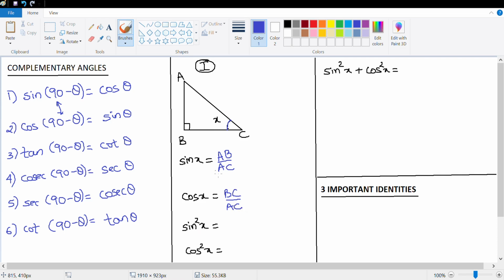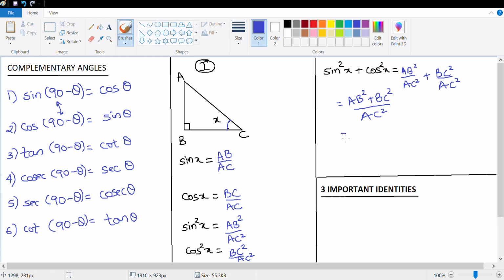Sine square x, which is basically sine x whole square, will be AB square upon AC square. And cos square x would be the square of cos, which means BC square upon AC square. So I am now doing sine square x plus cos square x. Let's see, what do I get? I get AB square upon AC square plus BC square upon AC square. I'll take the LCM. The LCM is AC square. So this becomes AB square plus BC square upon AC square.